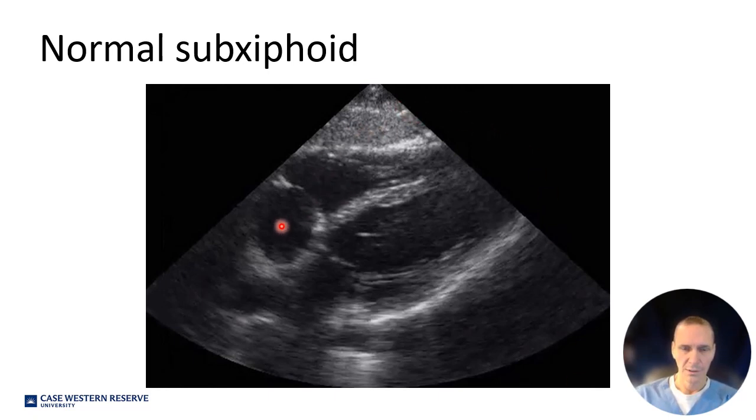RV, RA, the left ventricle, the left atria, the pericardial sac. This is the liver here. This is a good image. There's no fluid around the heart.